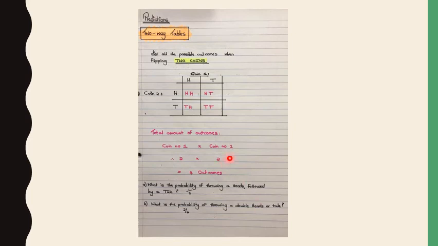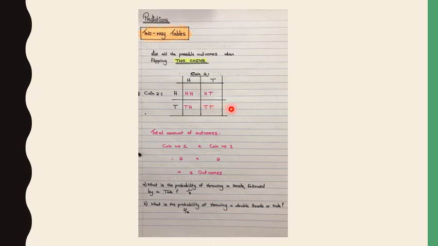Then we can ask you questions on this two-way table that you've drawn. Like number A, what is the probability of throwing a heads followed by a tail? So then you just have to go and look, where's a heads followed by a tail? There's one. There's only one where there's a heads first and then a tails. Nowhere else can you see that. So it's 1 out of 4.